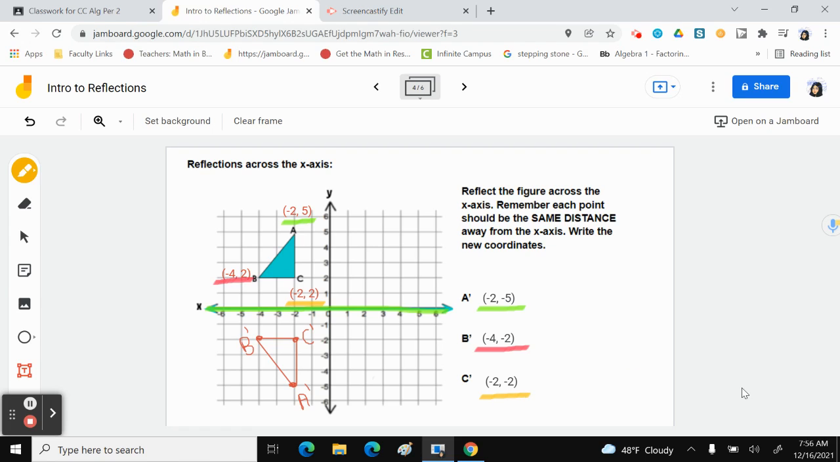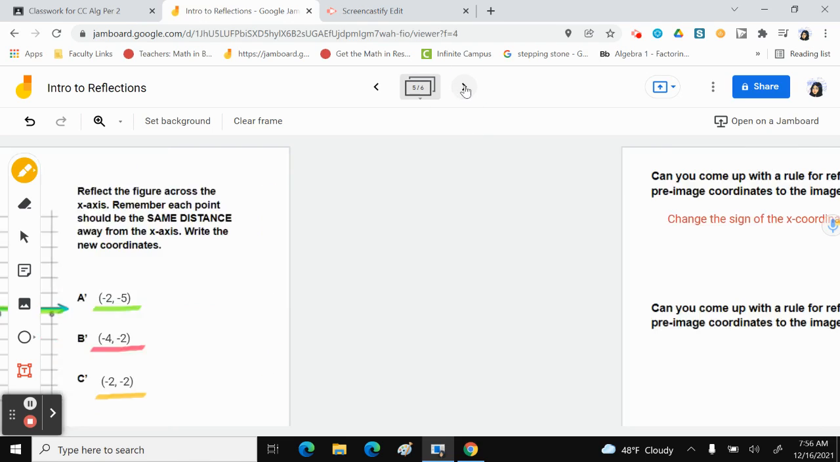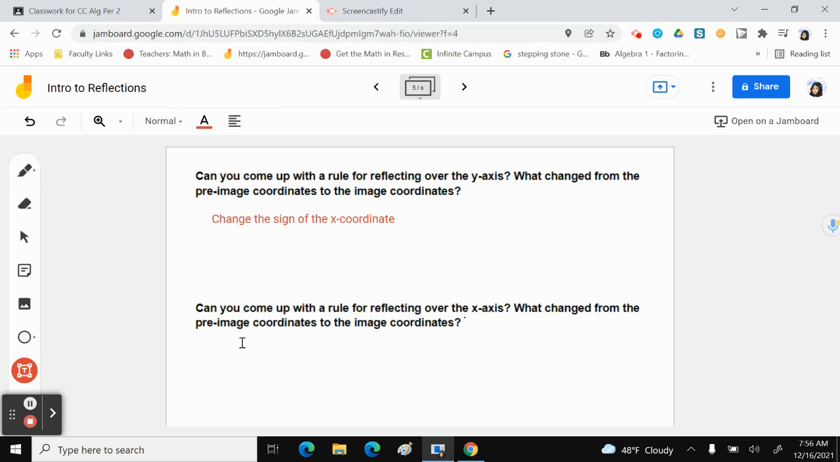Okay, so we're going to notice again the x-coordinate here in each case did not change, so that's the opposite from last time, but the y-coordinate was the one that changed signs. Okay, so when you reflect over the x-axis, you're going to change the sign of the y-coordinate. Okay? Reflect over y, change the sign of x. Reflect over x, change the sign of y.